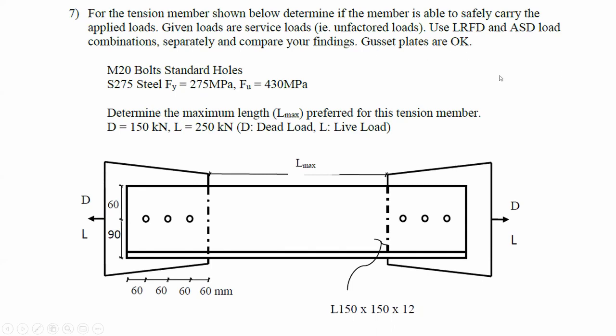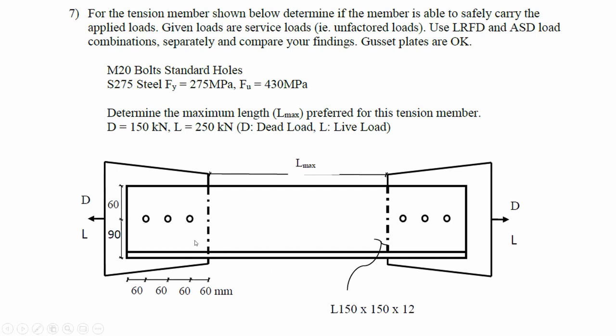All right, so we are given the size of bolts, 20. We have the steel, we have the dead load given 150 kilonewtons, live load 250. And we have here the section. So we have a gusset plate in there. We are given the dimension of the gusset plate, so it's not a design problem, it's analysis.